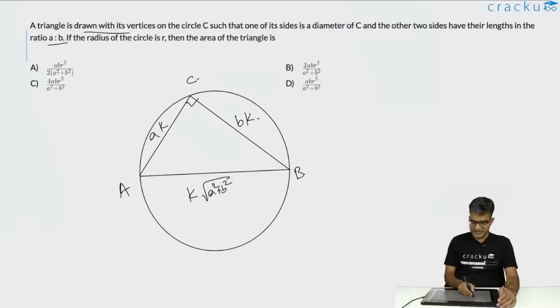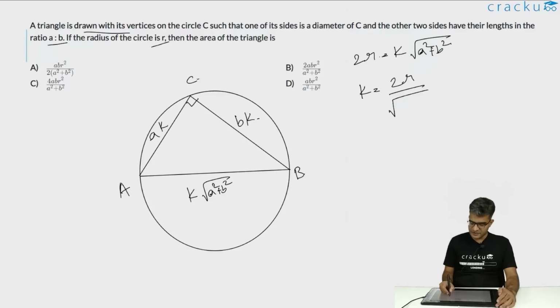But we are told that the radius of the circle is R. So 2 times R, which is the diameter, is equal to K into square root of A square plus B square. So now we can actually calculate the value of K. K is equal to 2R divided by square root of A square plus B square.